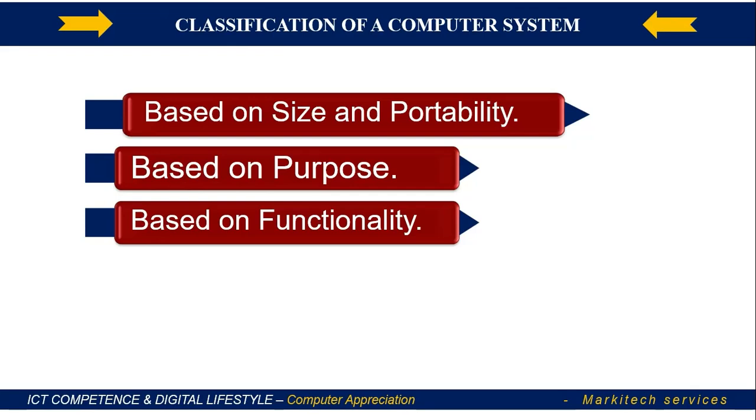Now let's look at classification of computer system. Computers are classified into these three basic classes. 1. Based on size and portability. 2. Based on purpose. And 3. Based on function. Based on size, how big, and portability, how you can move about. Based on purpose, what do you want to use this computer for? And then function, what can the computer do?